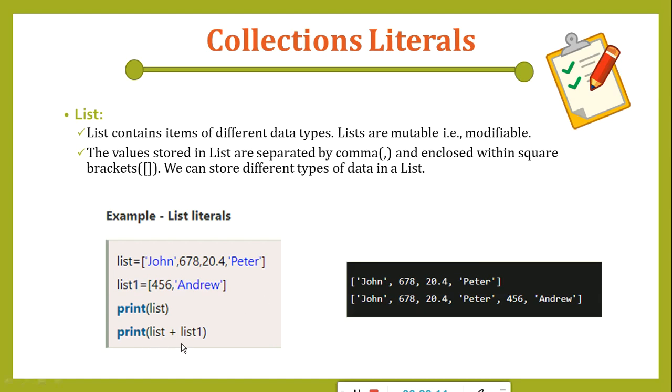And if we try to concatenate the two lists, the plus here stands for the concatenation of lists. So the first list comes, and then the elements of the second list follow. John, 6, 7, 8, 20.4, Peter are the elements of the first list, and then the elements of the second list are concatenated, followed by 4, 5, 6 and Andrew. So this is the way we can concatenate two lists.